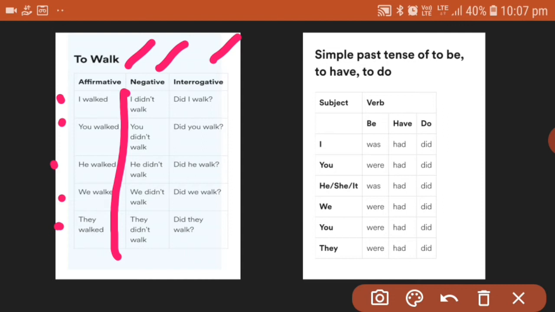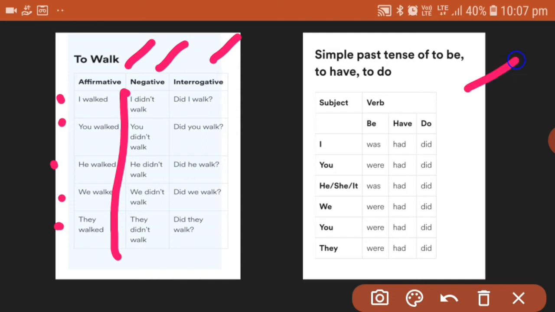Interrogative sentences. Did I walk? Did you walk? Did he walk? Did we walk? Did they walk? In these sentences there is no negativity, so no need to place not or combine it with did.